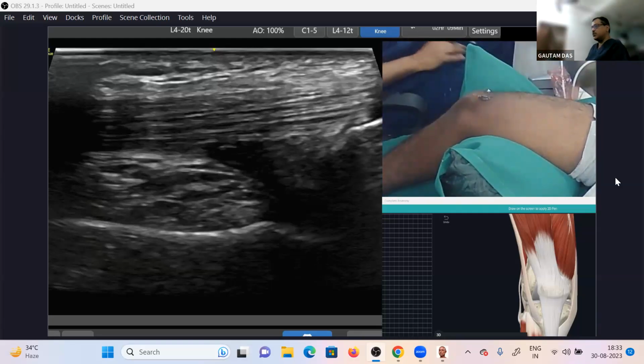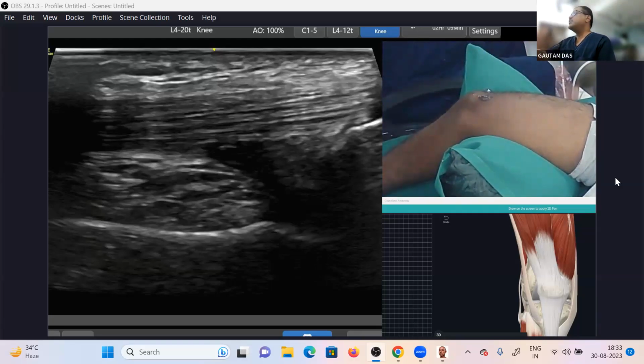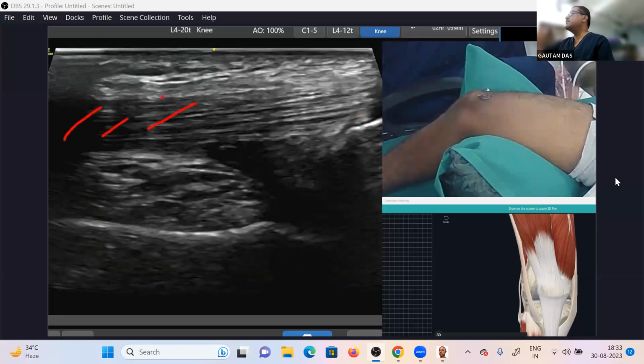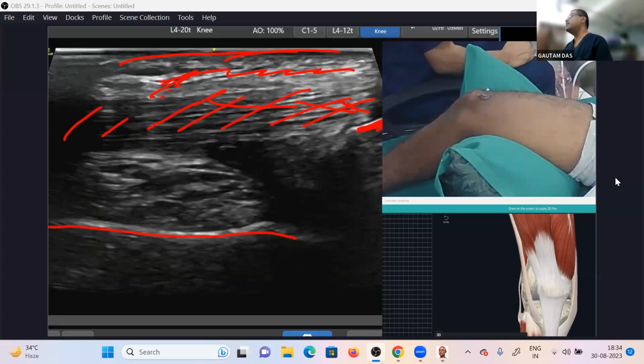So now everybody understood what I have demonstrated. So this is your quadriceps. Again, I am showing this is quadriceps. After a small amount of fat, subcutaneous tissue, the quadriceps. Then this hyperechoic structure is your patella. This is your femur.